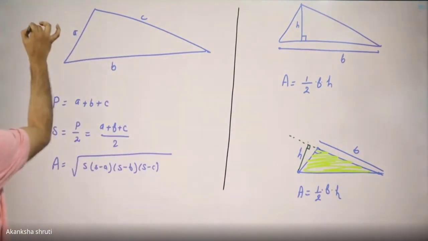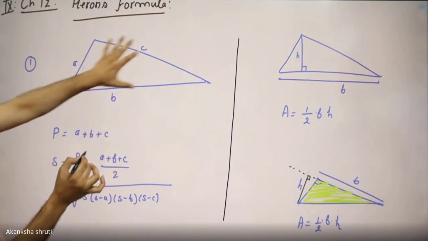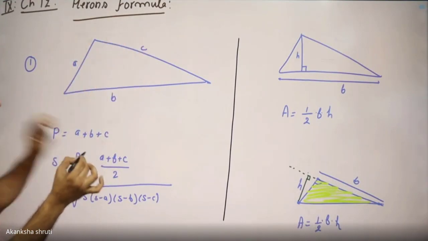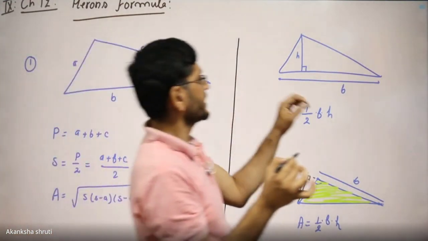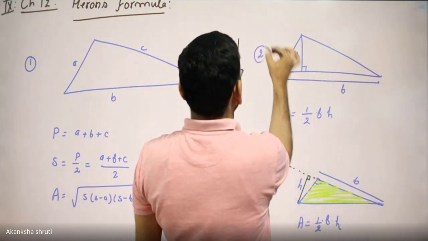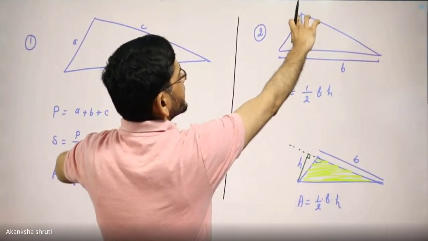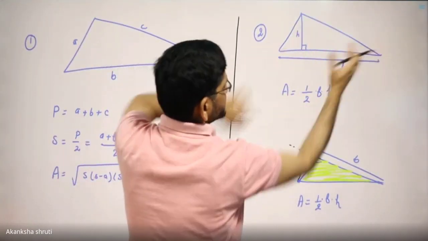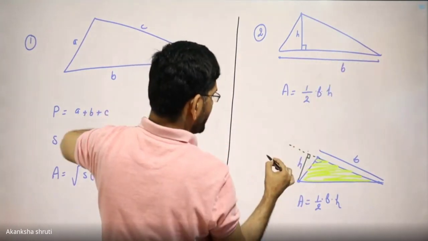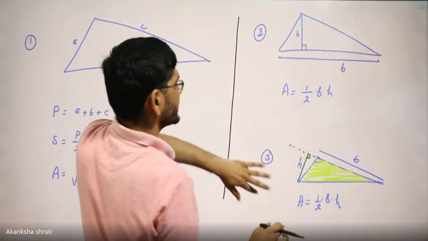So students, this was the first condition where the area of a triangle in terms of its side lengths can be calculated. The second one, area of a triangle in terms of its base and height. The height may be inside, falling in between this base length, or maybe outside. Okay, that doesn't matter, the area remains the same.